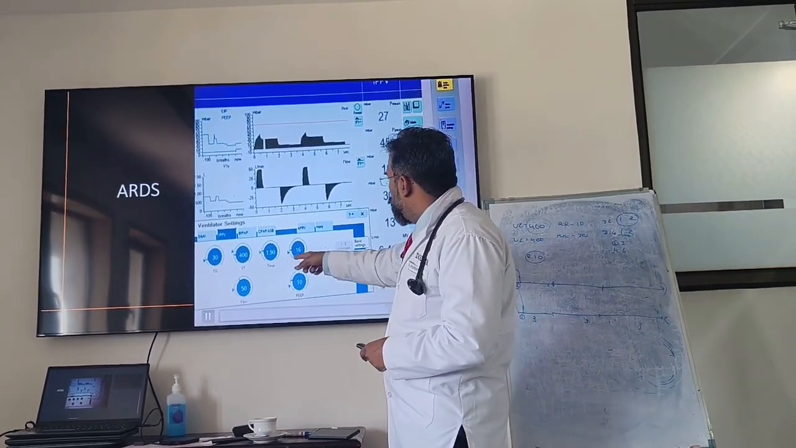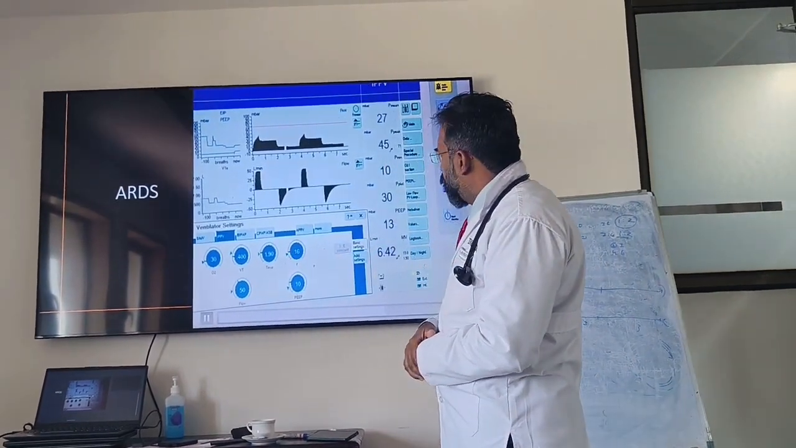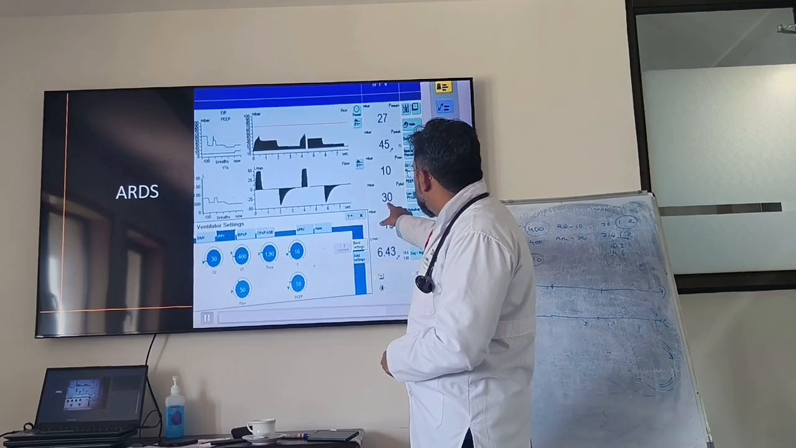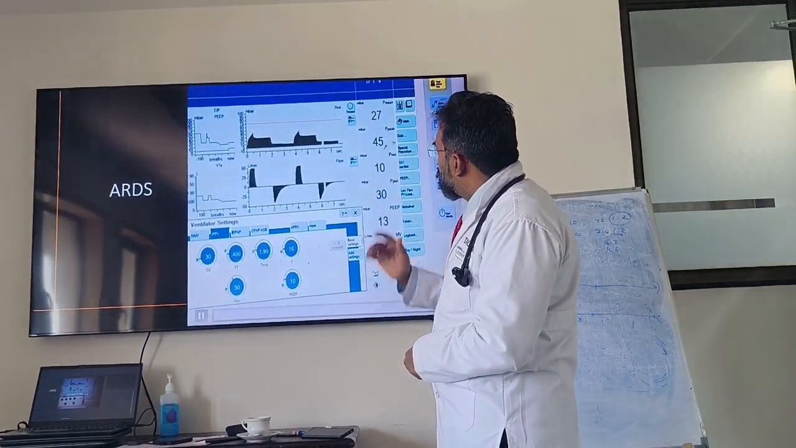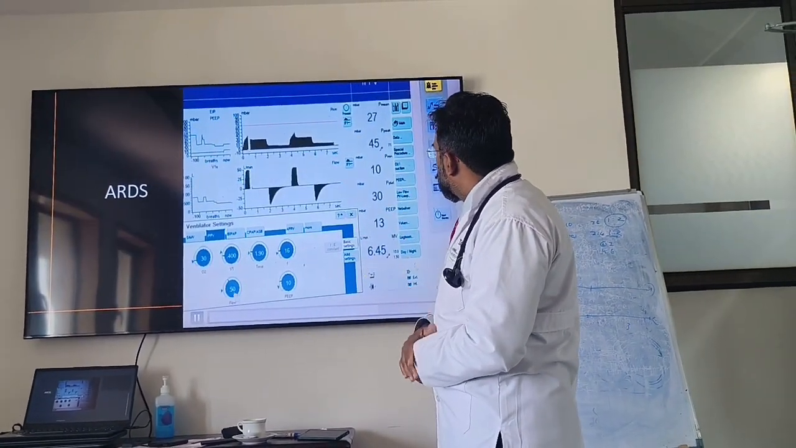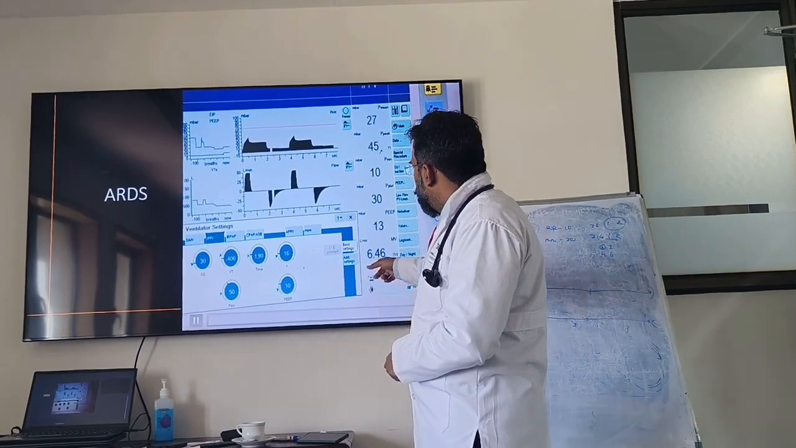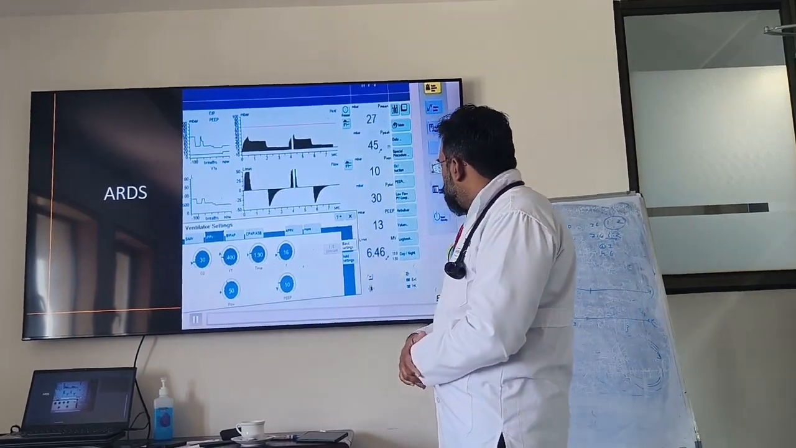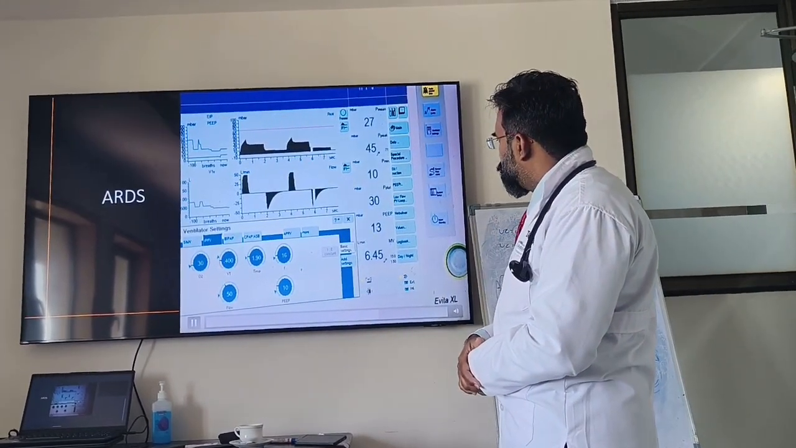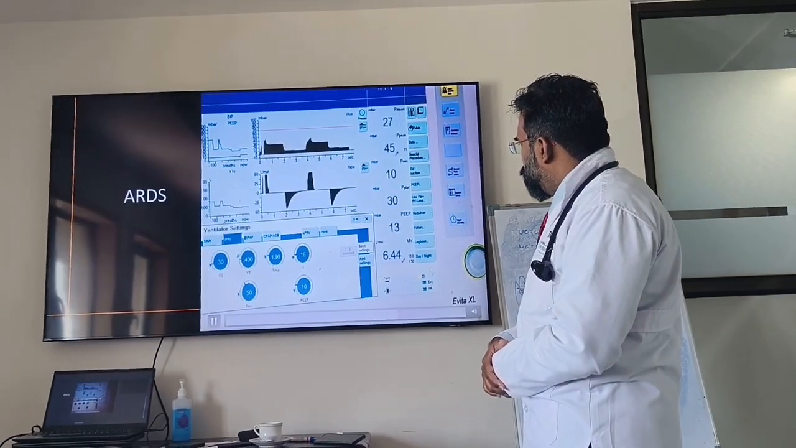So I reduce the tidal volume to 400. It has reduced the plateau pressure to 30. I maintain my I ratio at 1:1 because I want the oxygenation benefit. My minute ventilation is further going down. I'm going to stabilize at a certain point, 6.45, 6.44.